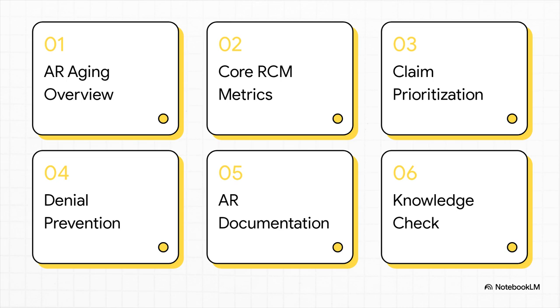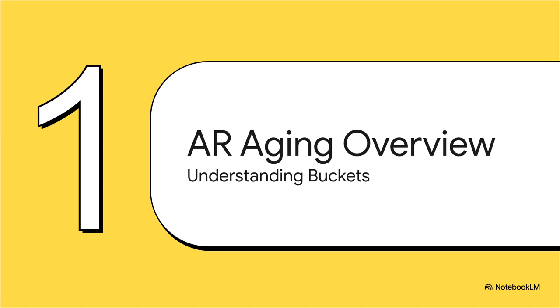Okay, here's a quick look at our agenda for this session. We'll start with an overview of AR aging buckets, then move into core revenue cycle metrics. After that, we'll cover strategic claim prioritization, denial prevention, and standard AR documentation. And of course, we'll wrap up the whole shebang with a quick RCM knowledge check. Section 1, Overview of AR Aging Buckets.